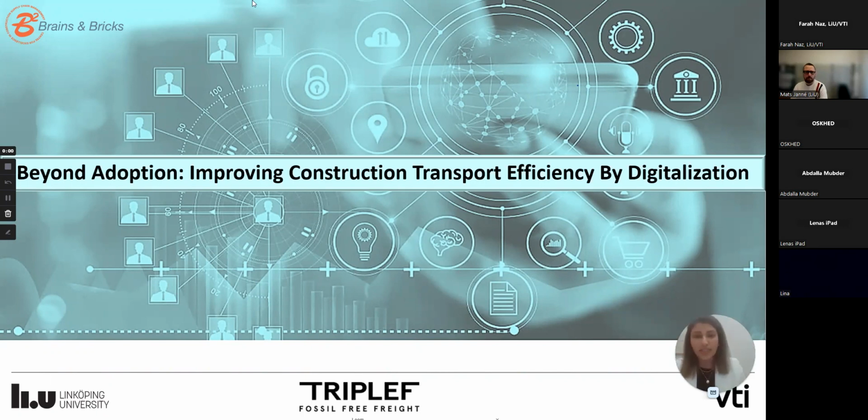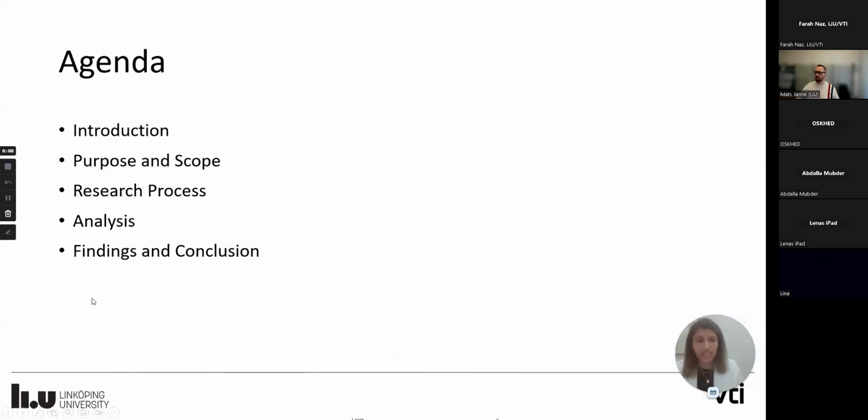So the title of today's presentation is Beyond Adoption: Improving Construction Transport Efficiency by Digitalization. And the agenda for today's presentation is that I will first briefly introduce the topic, and then I will talk about the purpose and scope of this research, and then how the research process went. And in the end, I will talk about the analysis, findings, and conclusions.